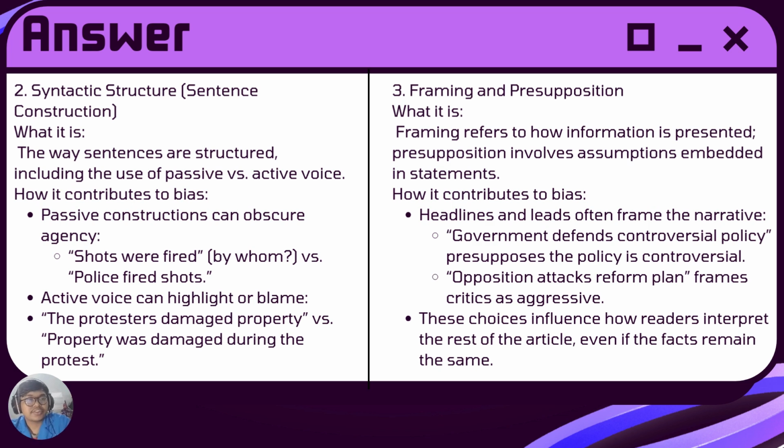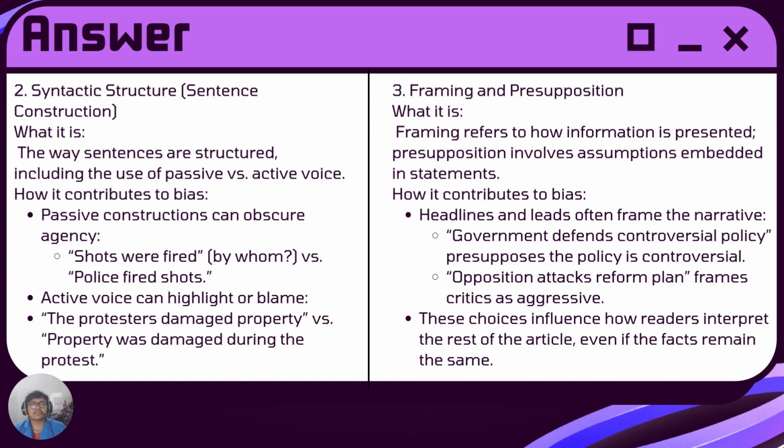Number two is syntactic structure or sentence construction. What is it? The way sentences are structured, including the use of passive versus active voice, and how it contributes to bias. First one is passive construction can obscure agency. Shots were fired, by whom? versus police fired shots. Active voice can highlight or blame. The protesters damaged property versus property was damaged during the protest.